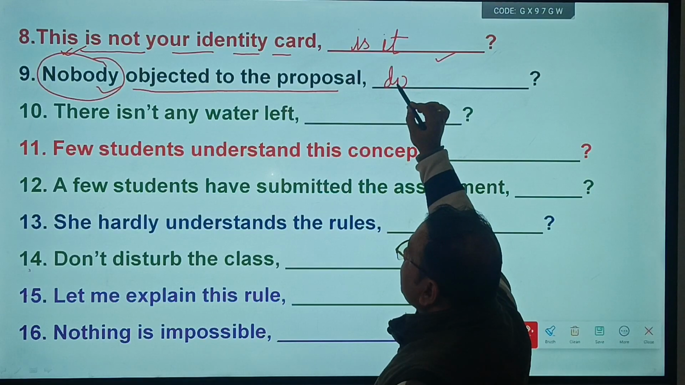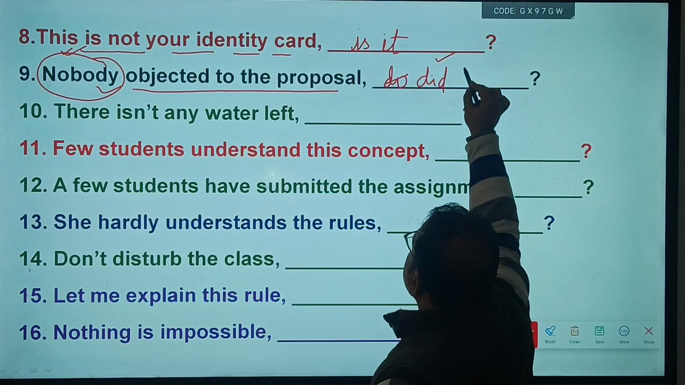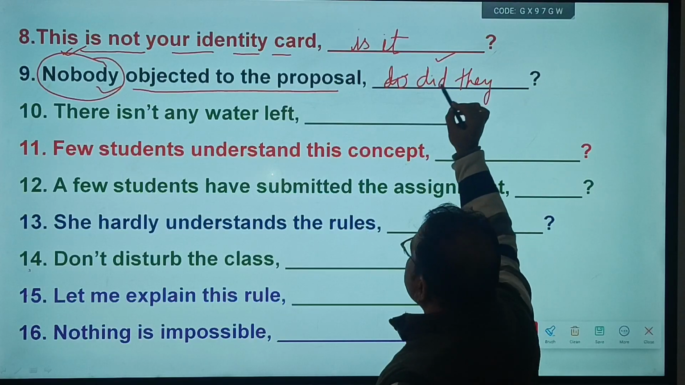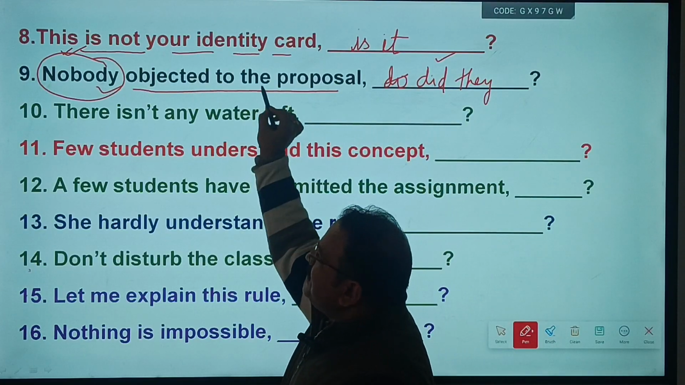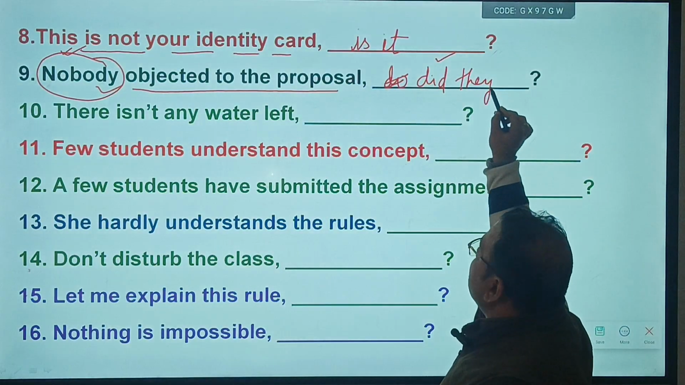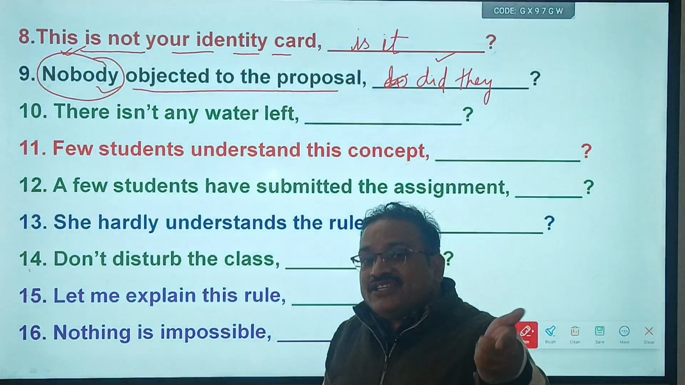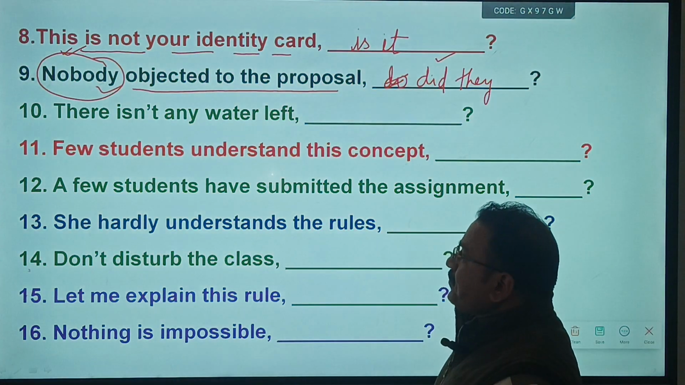So sorry, did they. Did they. Why did? Because objected, past simple, so did. And pronoun is what? They. Why they? Nobody is changed into they.